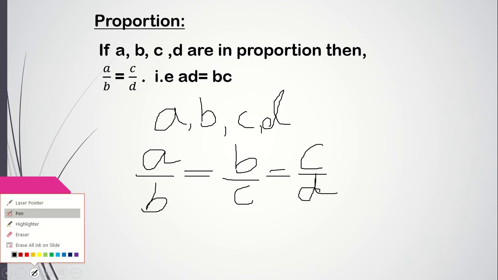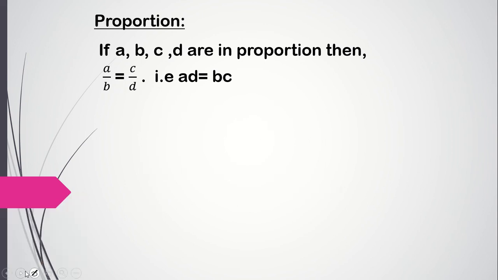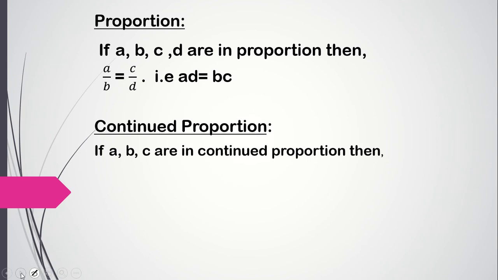If such ratios are equal, then we say it is a continued proportion. Here, what have we done? We have taken straight away the ratio of first to the second and third to the fourth. There is no continuation. So this is proportion and this is the definition of continued proportion. Hope you have understood the definition and there is no confusion between proportion and continued proportion.